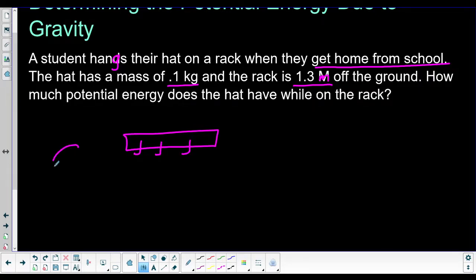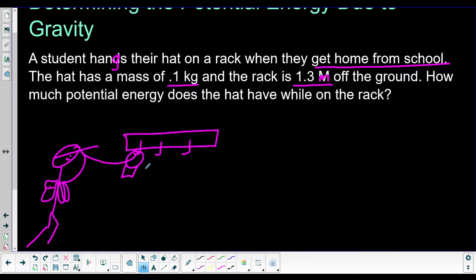And then here comes you. Apparently you're pink. And you're also wearing a cool backpack. And you got a hat on, most importantly. So you come home and you're only 1.3 meters tall. And you're going to take your hand, you're going to take your hat, and you're going to put the hat on the rack. And then ta-da, it's hanging there.